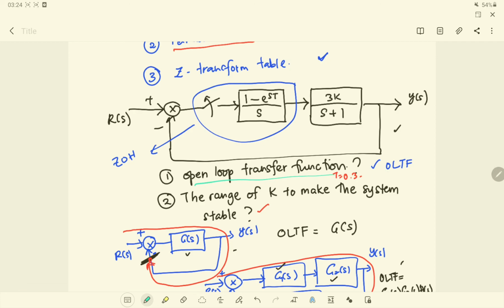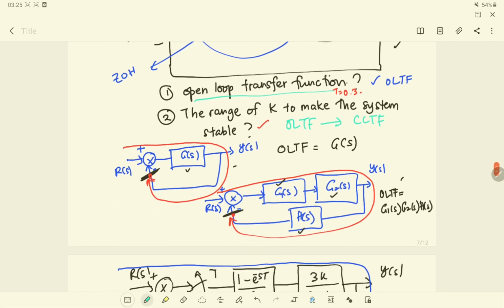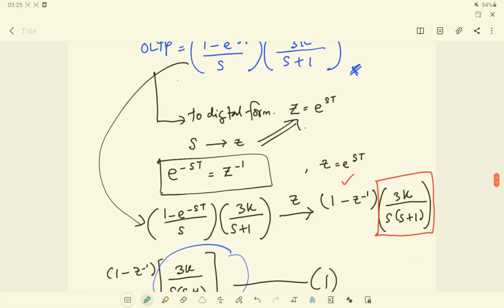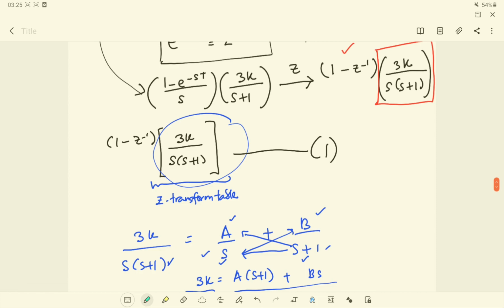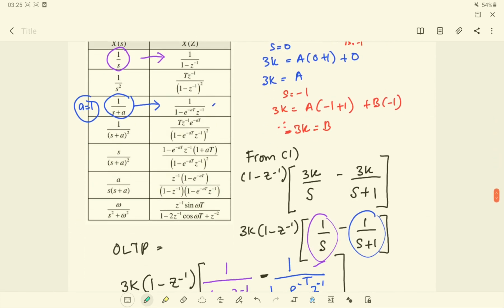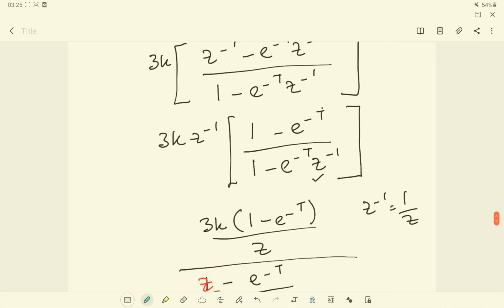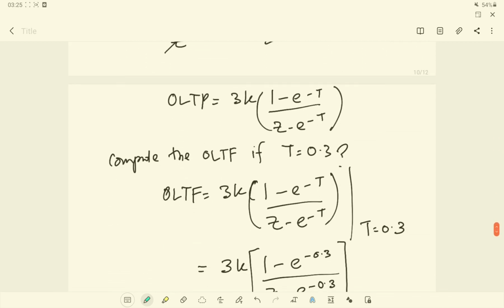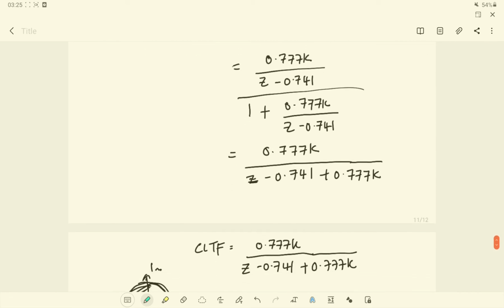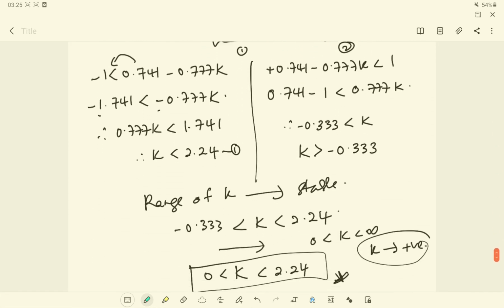From here, in order to find the range of K, you have to convert from the open loop transfer function to the closed loop transfer function. I did show one example. I will give a few exercises. Please do them, and then we will discuss, or I will give the solutions in order for you to check whether you can get the correct answer.